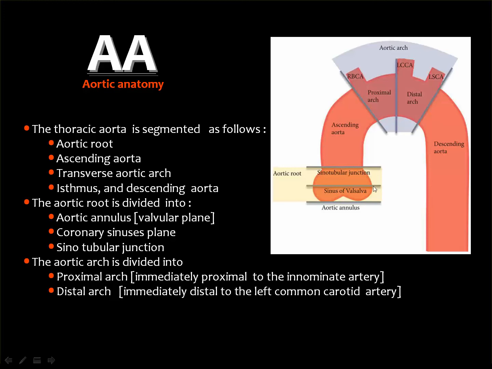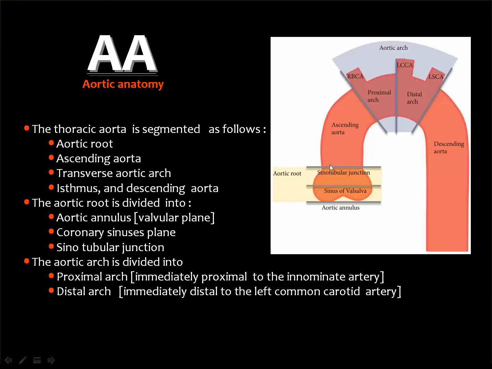Then this is the region of the aortic root, which is composed of three parts: the aortic annulus, the region of the aortic valve, the sinuses of Valsalva, where the coronary arteries are originating, then the sinotubular junction, which is a constriction between the aortic root and the ascending aorta.